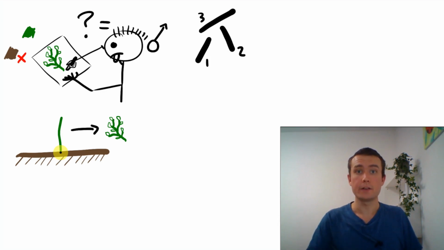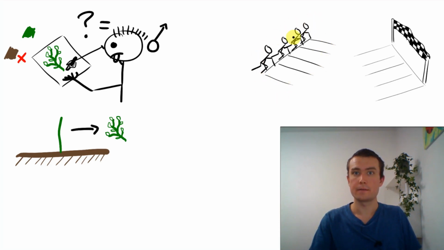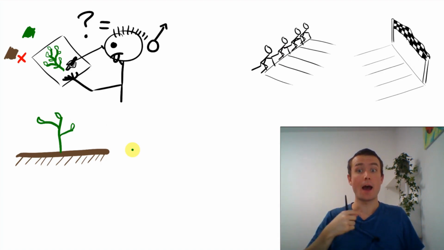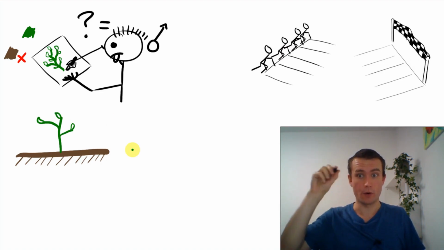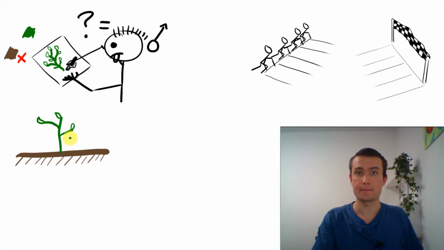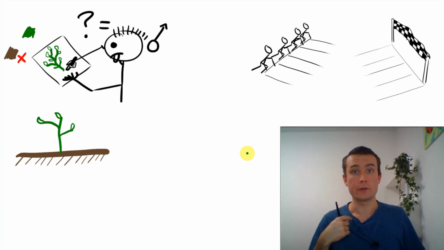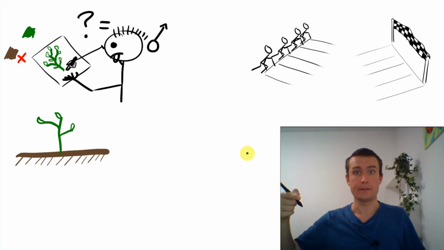I've started to draw a plant. Start, finish. Start, finish. I have started to draw a plant. Now, I've finished drawing the plant. The plant is finished. I'm going to draw another plant.